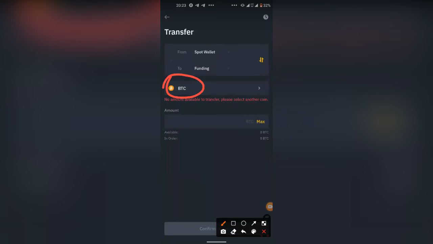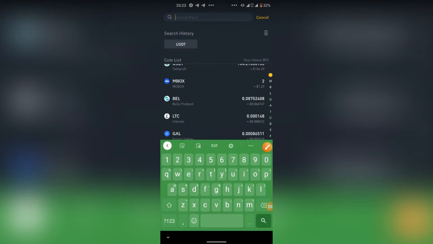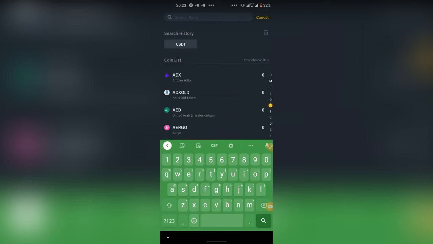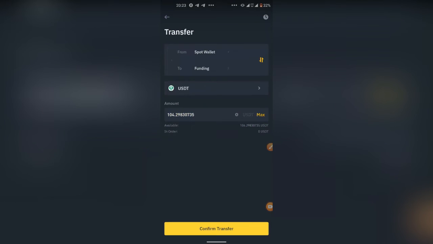So it can be any asset, maybe BUSD, whatever you want to transfer. It's here. You select each and every one of them. You see the numerous coins you can select, right? But then I want to select USDT, right? So I'm selecting USDT. I'm going to click max, confirm transfer.